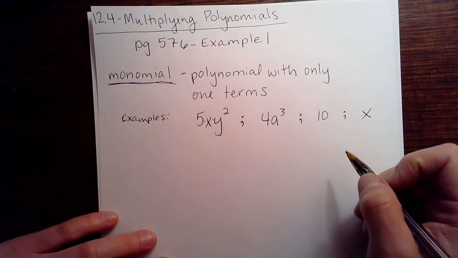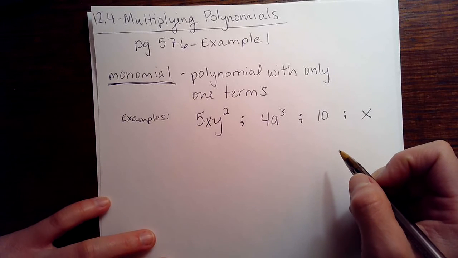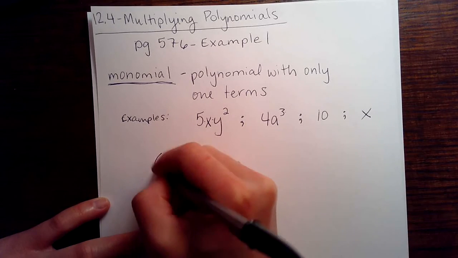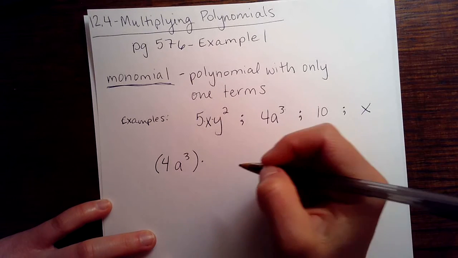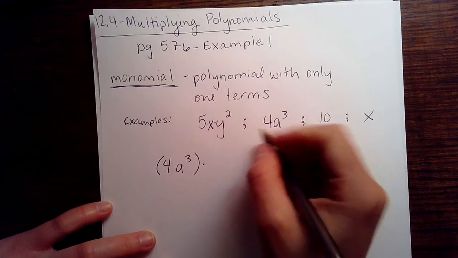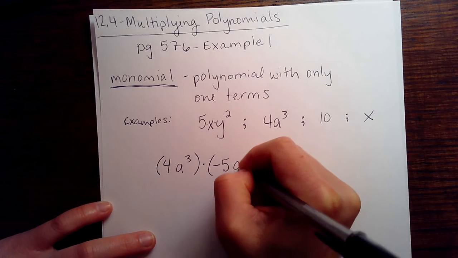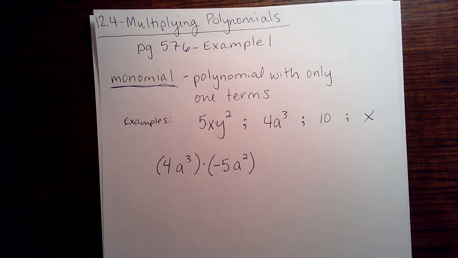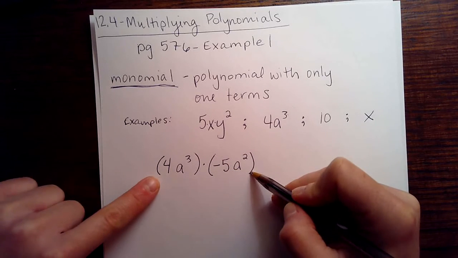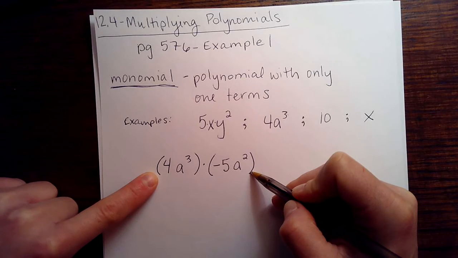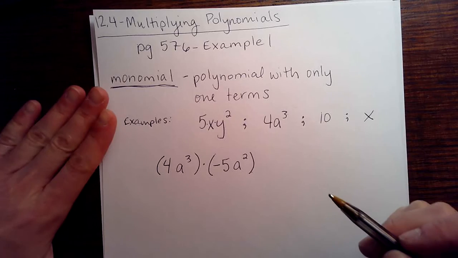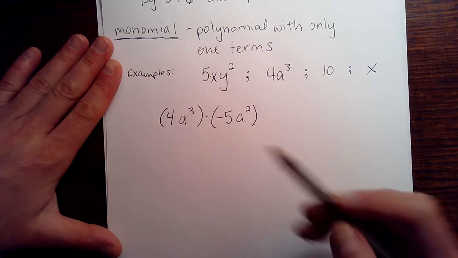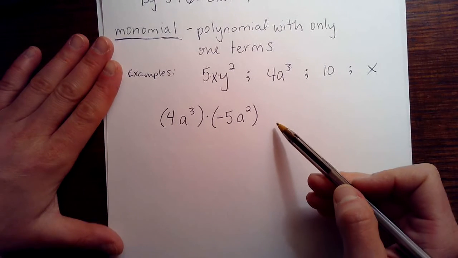And so our first example is multiplying monomials together. Like 4a to the third, there's our first monomial, look up here, there it is, times negative 5a to the second. This may seem a little familiar. It's very similar to what we did in the last section with scientific notation. We're going to take these and rearrange so that things that are alike are near one another.